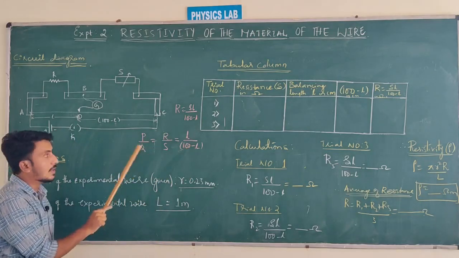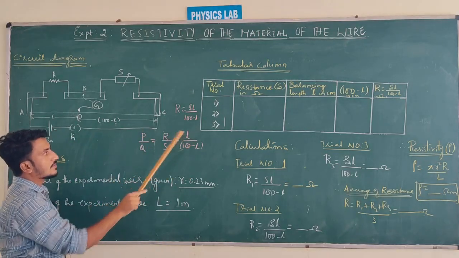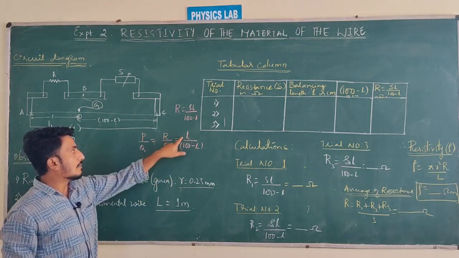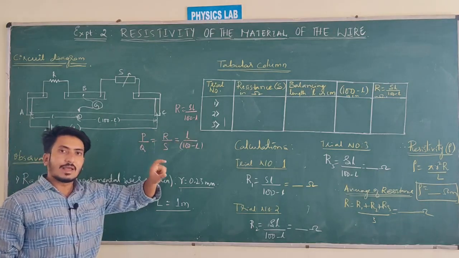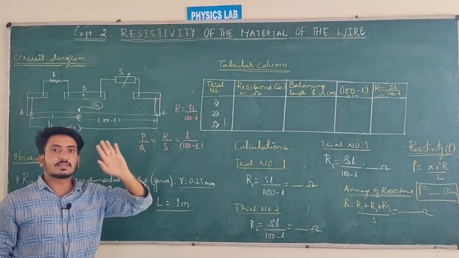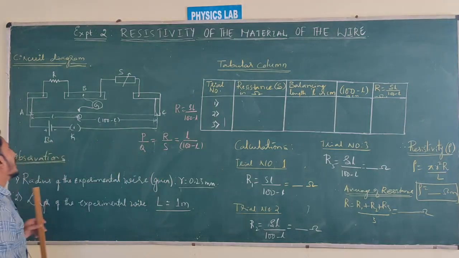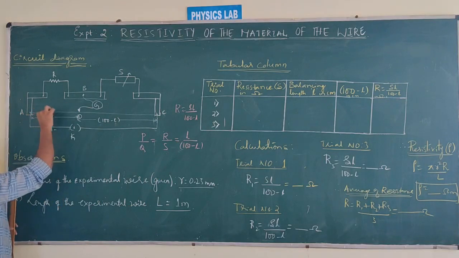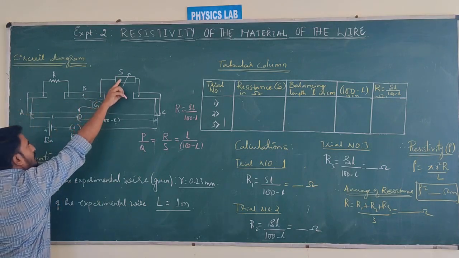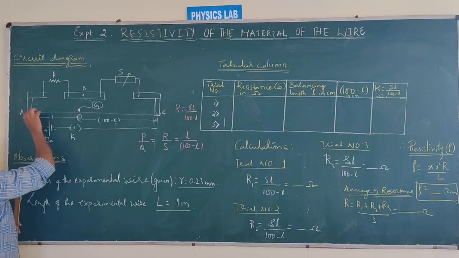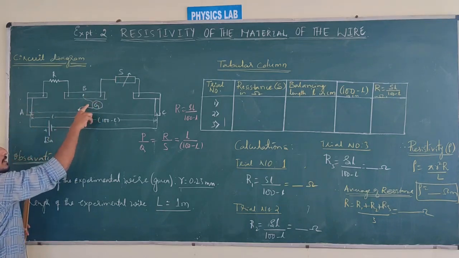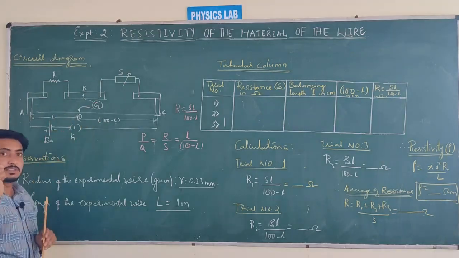P by Q. So, this is what the arms of the given Wheatstone bridge look like. Once R by S is equal to L by 100 minus L, the deflection in the galvanometer is going to be 0. So, whenever you move this pointer on the wire, after removing some resistance from the box, at one point you will get the galvanometer showing 0 values.